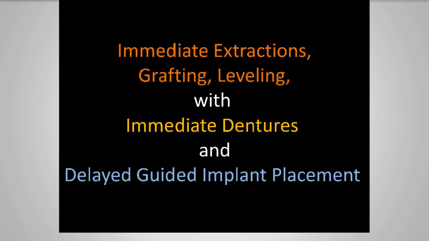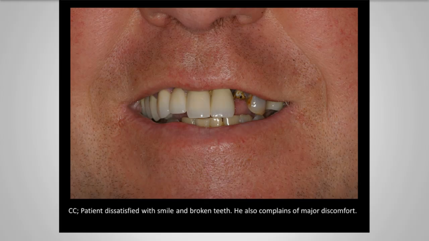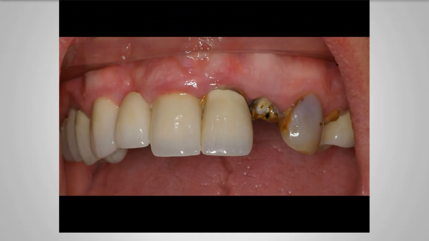Here we can see the 4 TSI implants in the upper arch that are ideally placed thanks to the treatment planning services from 3DDX, as well as in the lower arch. Let's take a look at another case. Immediate extractions, grafting, leveling with immediate dentures, and delayed guided implant placement.